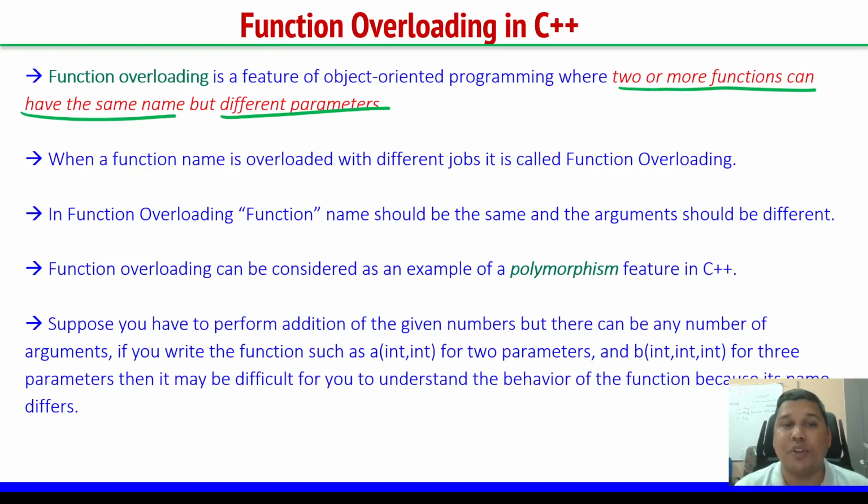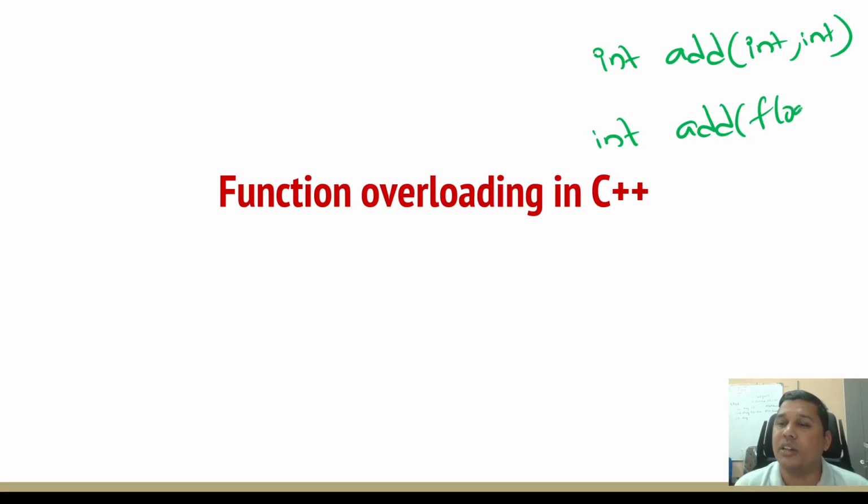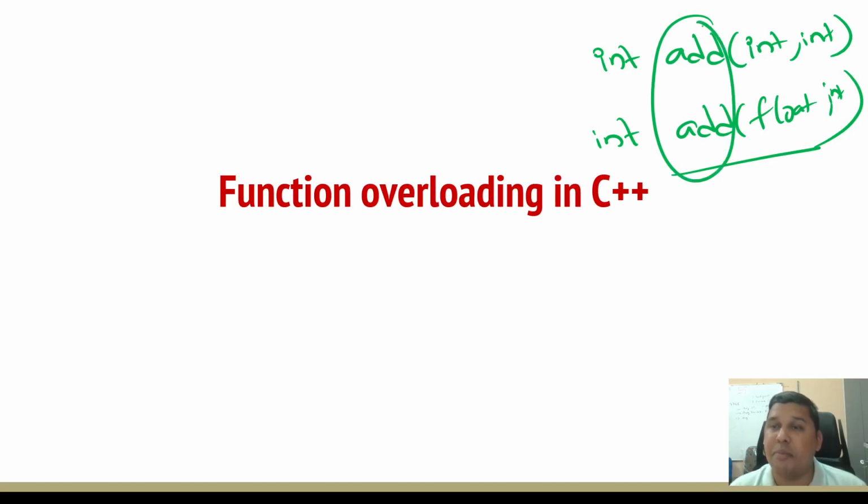How can I give different parameters? I can give them like this: int add int comma int is one function. The same function name I can use for int add float comma int. This way you can have multiple functions with the same name but different parameters.